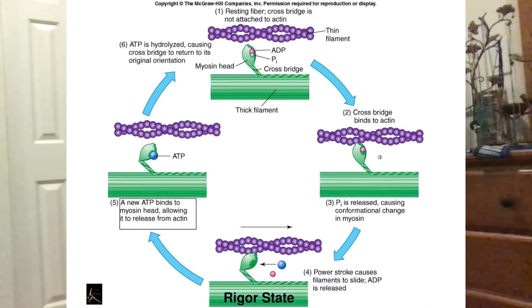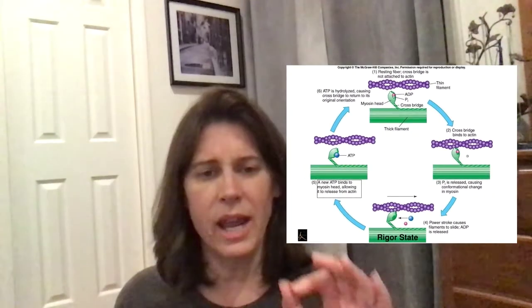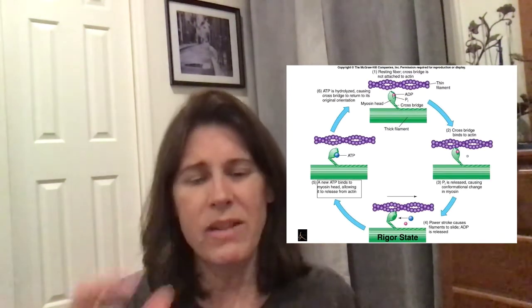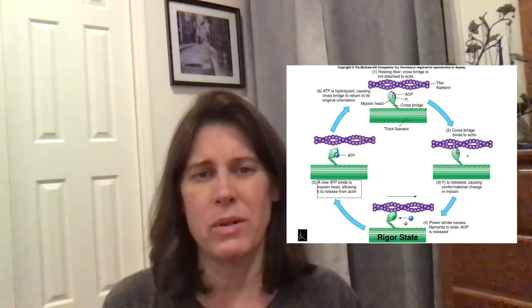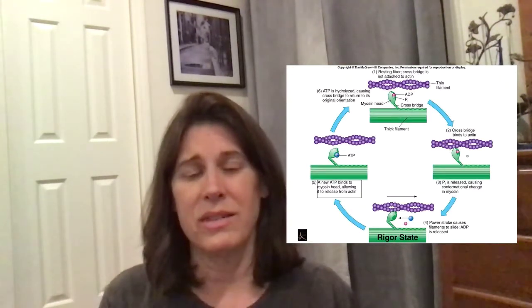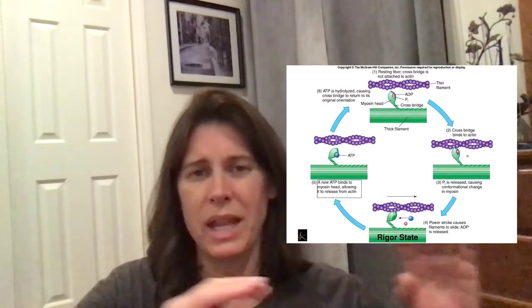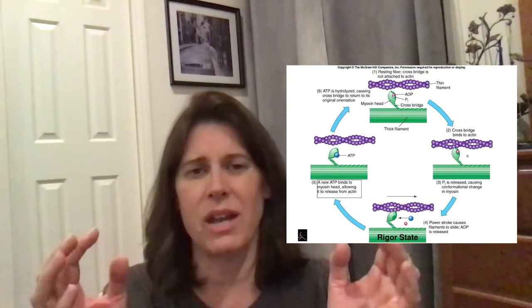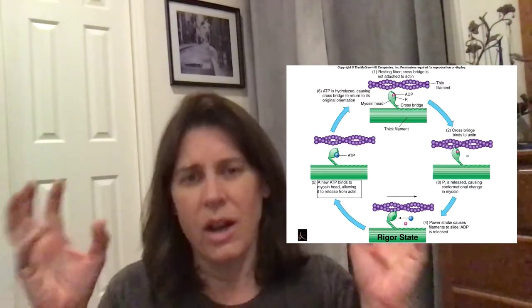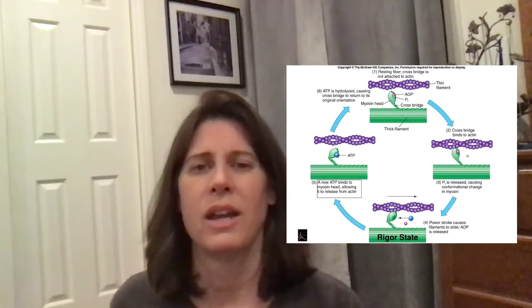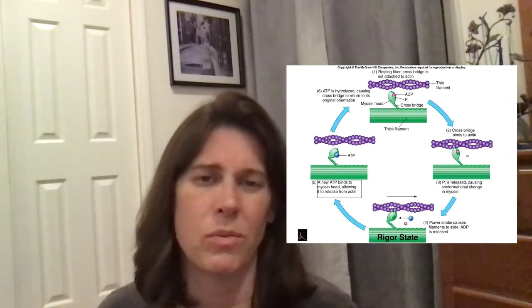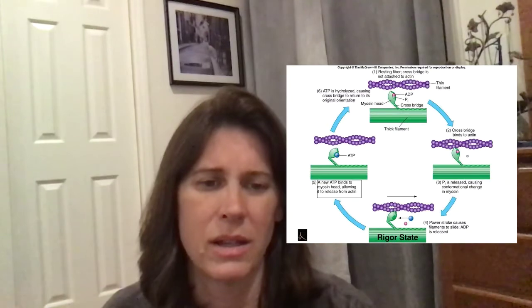So rigor state is a normal state that occurs during every contraction cycle, okay, while you're alive. It's a brief moment where there's no ATP bound to myosin. It's different than rigor mortis, but it's related because when you're dead, you don't have any more ATP. And so for a period after death, all your cross bridges are stuck until tissues can break down. All right, so it's important to distinguish the rigor state.